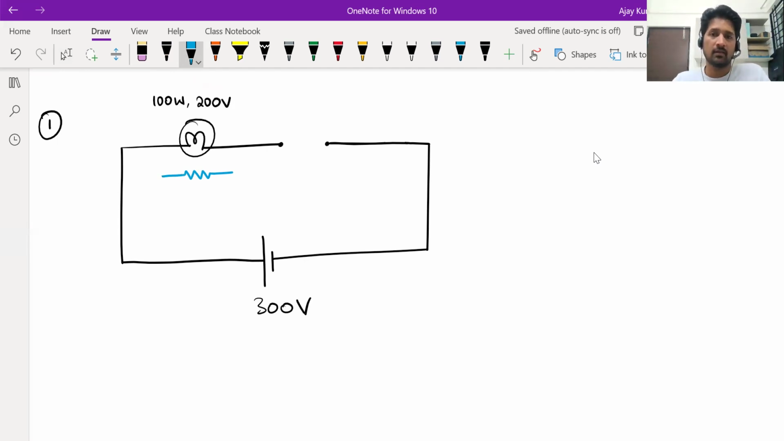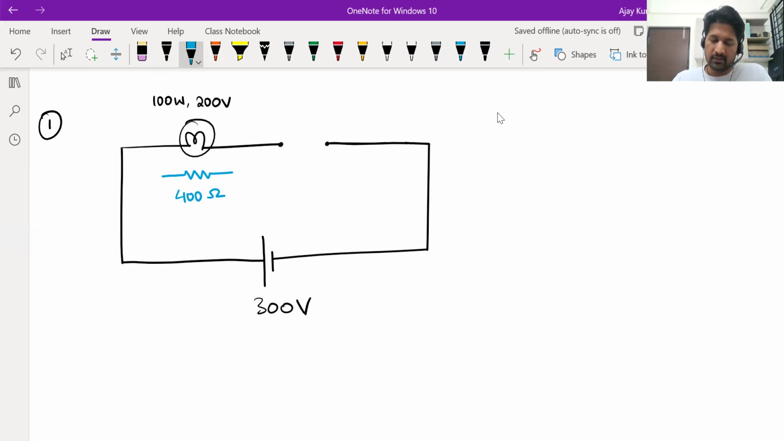400. How much? Okay. R is equal to V square divided by P. 200 into 200 divided by 100 becomes 400 ohms. That's the resistance of that bulb.